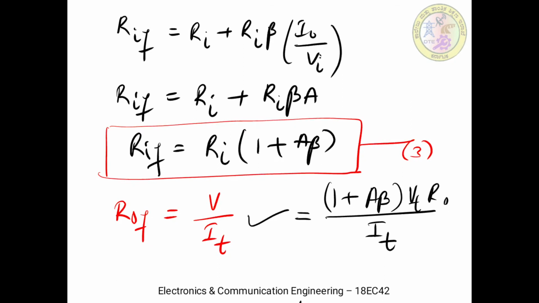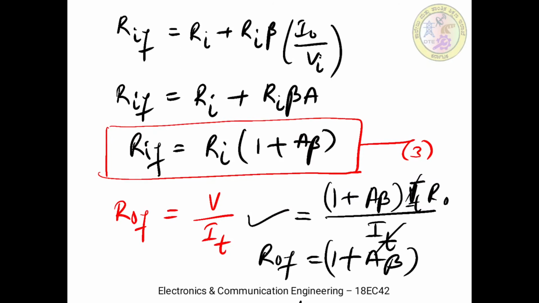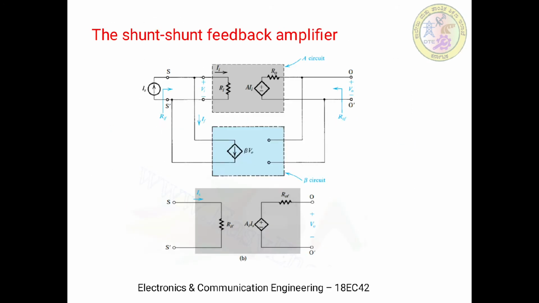So here it is not Vt, it is I into T. So the I term will get cancelled. Therefore we have ROF will be equal to 1 plus A beta into R0. So this is the expression for the output resistance ROF. Therefore the negative feedback here increases the output resistance by a factor 1 plus A beta. So this is what is regarding the series configuration.